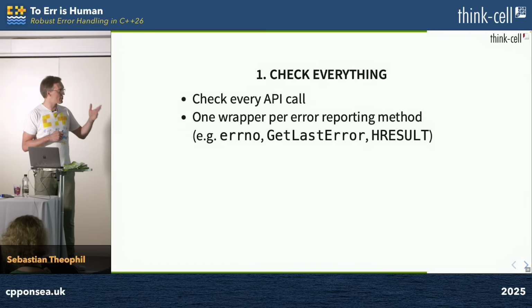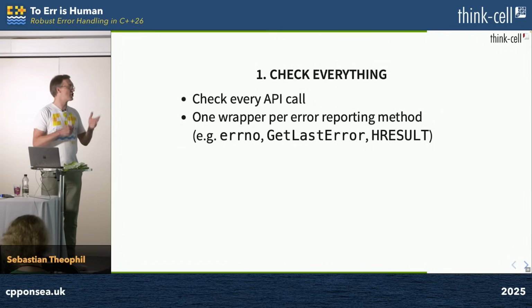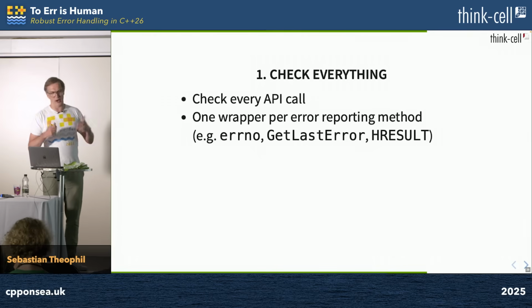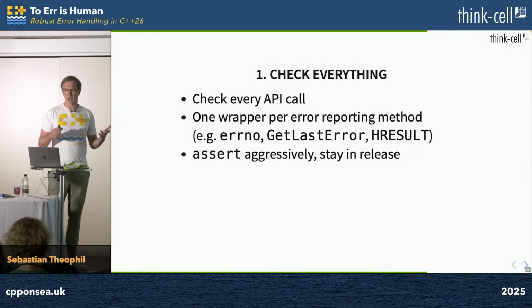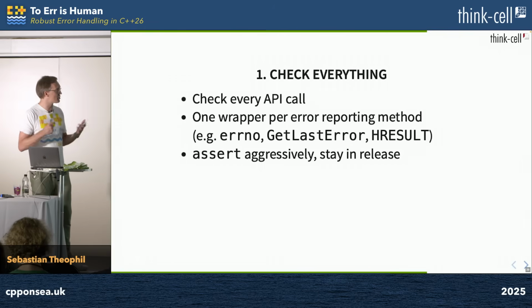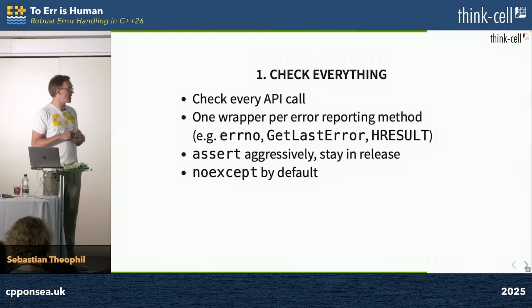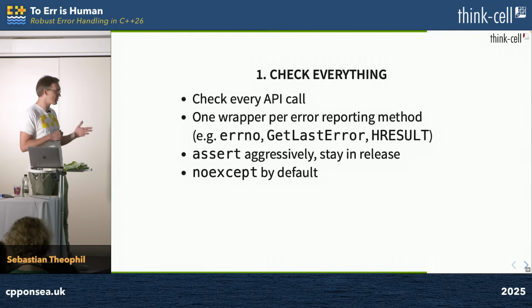And we have wrappers for everything else, for HRESULTs, GDI errors, Mach kernel errors on macOS, whatever you can think of. We also assert aggressively, and those asserts stay in release builds. So we assert all the invariants, preconditions, postconditions we think of. We also use noexcept by default. So we make everything noexcept where we think there should be no exception.